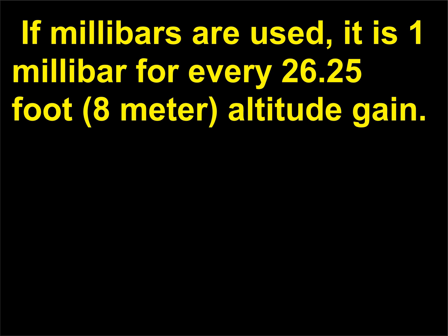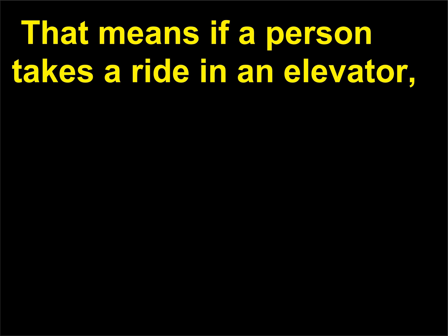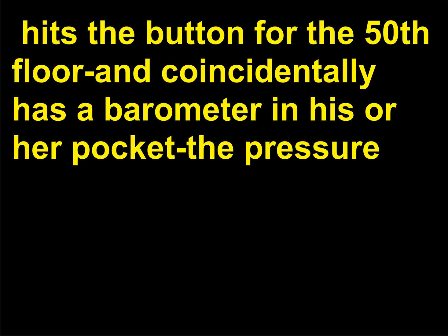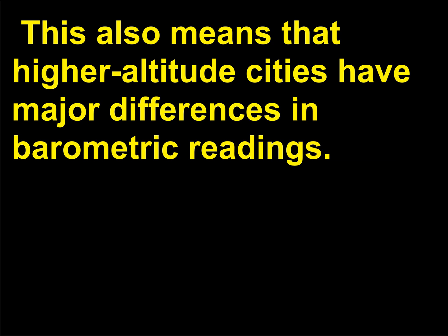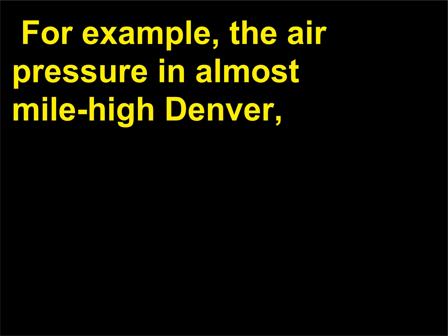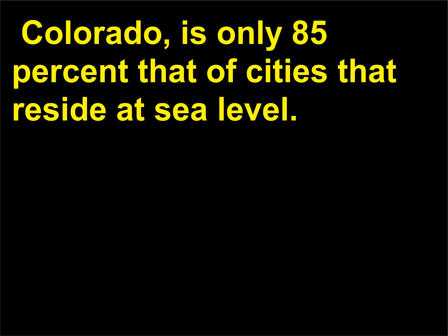That means if a person takes a ride in an elevator, hits the button for the 50th floor and coincidentally has a barometer in his or her pocket, the pressure would fall by approximately 0.5 inch, 1.27 centimeters, during the ascent. This also means that higher altitude cities have major differences in barometric readings. For example, the air pressure in almost mile-high Denver, Colorado, is only 85% that of cities that reside at sea level.